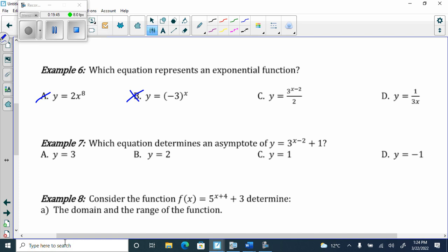Okay, what about D? It's in the denominator. Is that helpful? No, it's actually a rational function. You learned about those last year. And then C is an exponential because this 2 below, I could just write out in front as a what? 1/2. Yeah, 1/2, which is an exponential function.